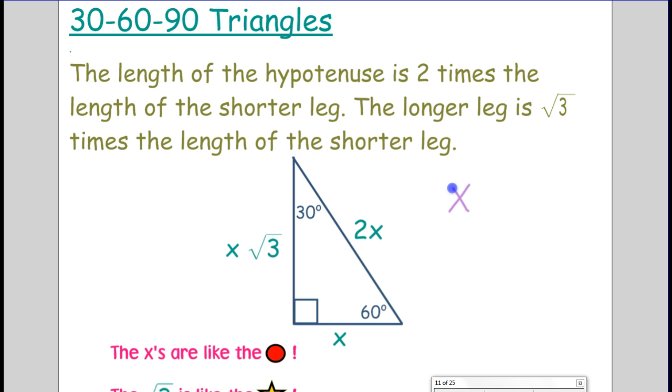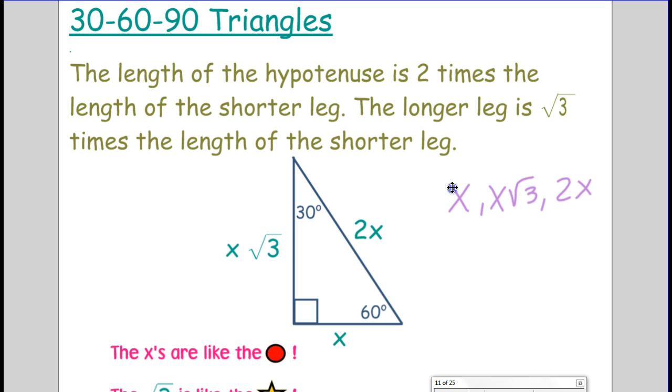All right, go ahead and fill it in. This is your rule: x, x root 3, 2x. You're at the very bottom where it says rule, in the box where it says rule. X comma x root 3 comma 2x. And then fill it in on your picture.